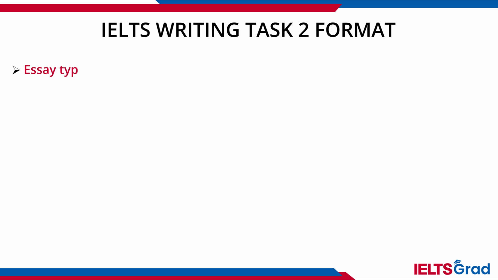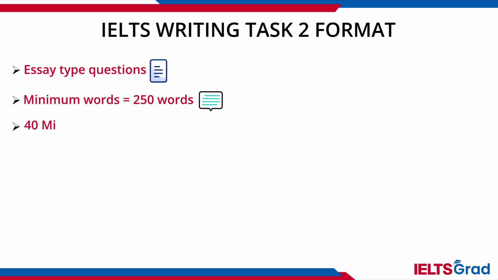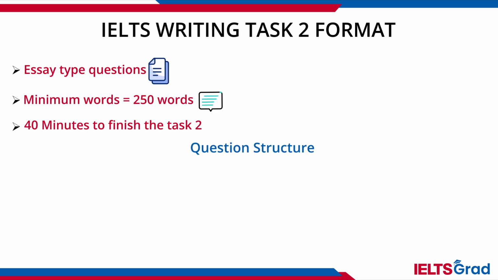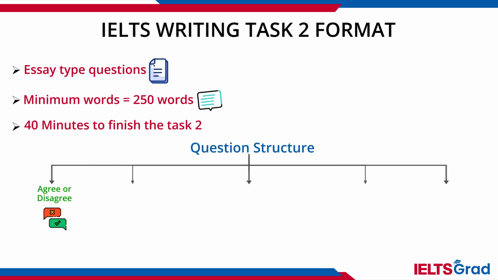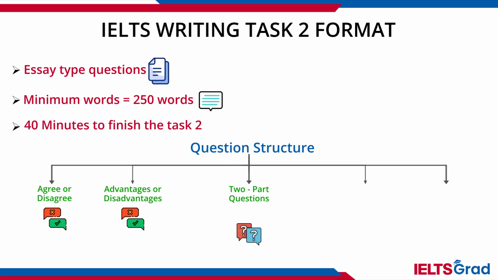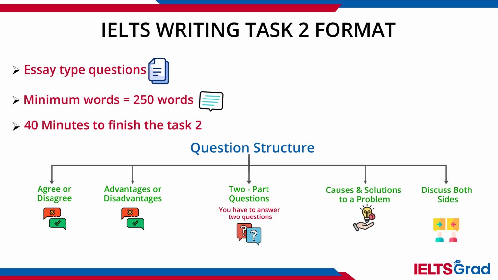This task will have essay type questions. Your minimum word count should be 250 words. Moreover, it is highly suggested that you allocate 40 minutes to finish this task. Your question structure can be agree or disagree, advantages and disadvantages, two-part questions where you will have to answer 2 questions, causes and solution to a problem, discuss both sides and give your opinion.